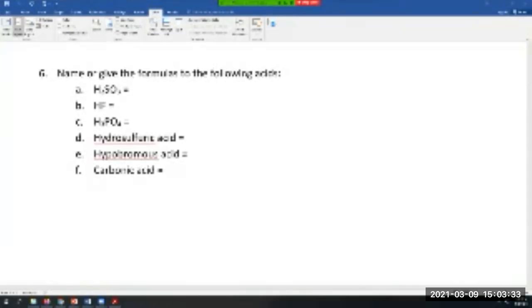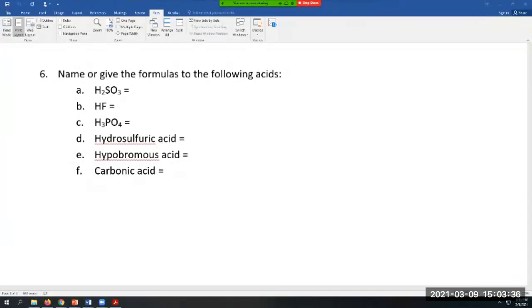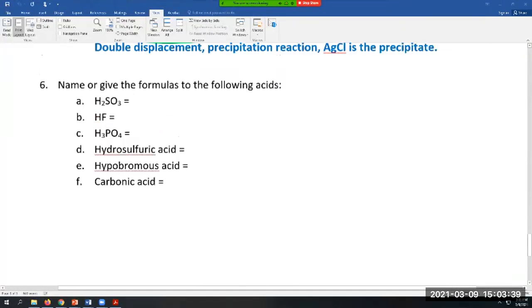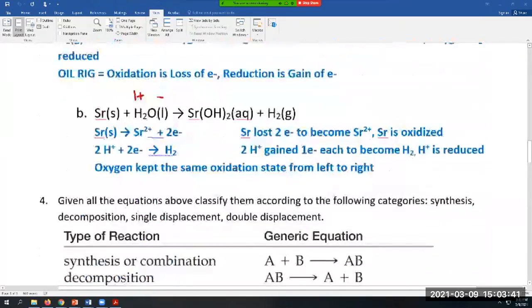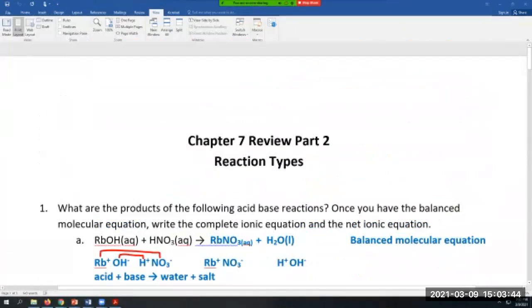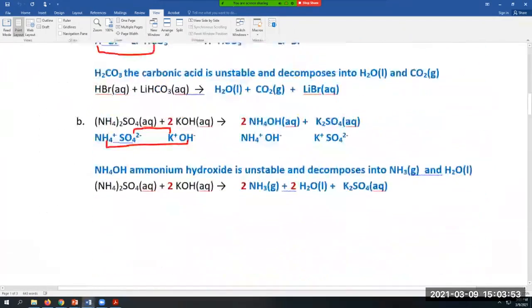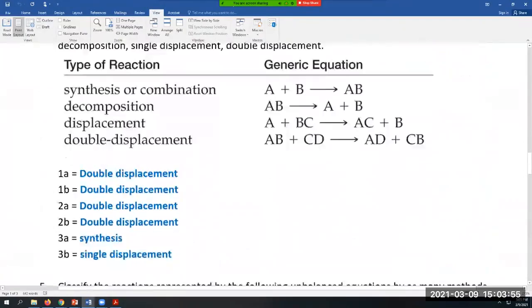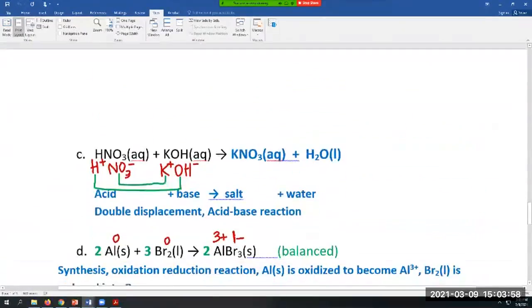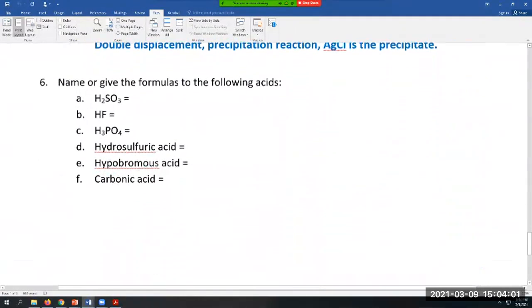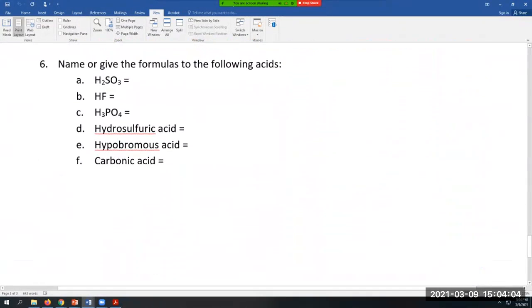So this is question 6 of the chapter 7 review, part 2. It's still chapter 7 review part 2. However, this is on naming acids, and naming acids is actually covered in chapter 5 in the textbook. But when we covered chapter 5, I didn't include naming acids. It's included here because when we go over the acid-base reactions, it was easier to have it here.